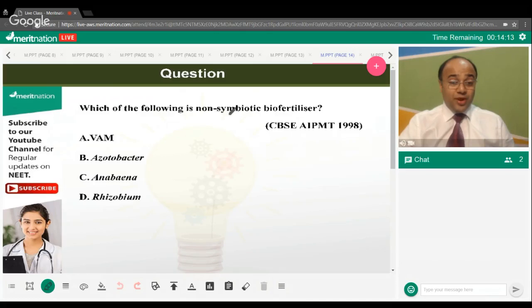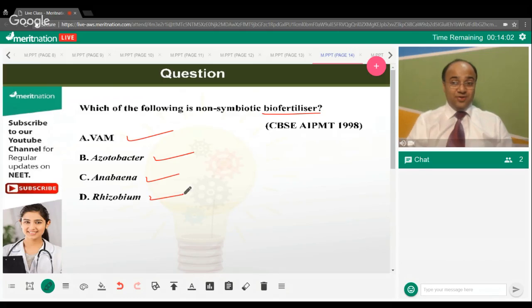Which of the following is a non symbiotic biofertilizer? Is it VAM? Is it Azotobacter? Is it Anabaena? Is it Rhizobium? Okay, and the correct answer is option C. Anabaena is a blue green algae and it is a free living organism. It's a prokaryote, right? Even without any symbiotic association, it can go in for nitrogen fixation. So it is a non symbiotic biofertilizer.